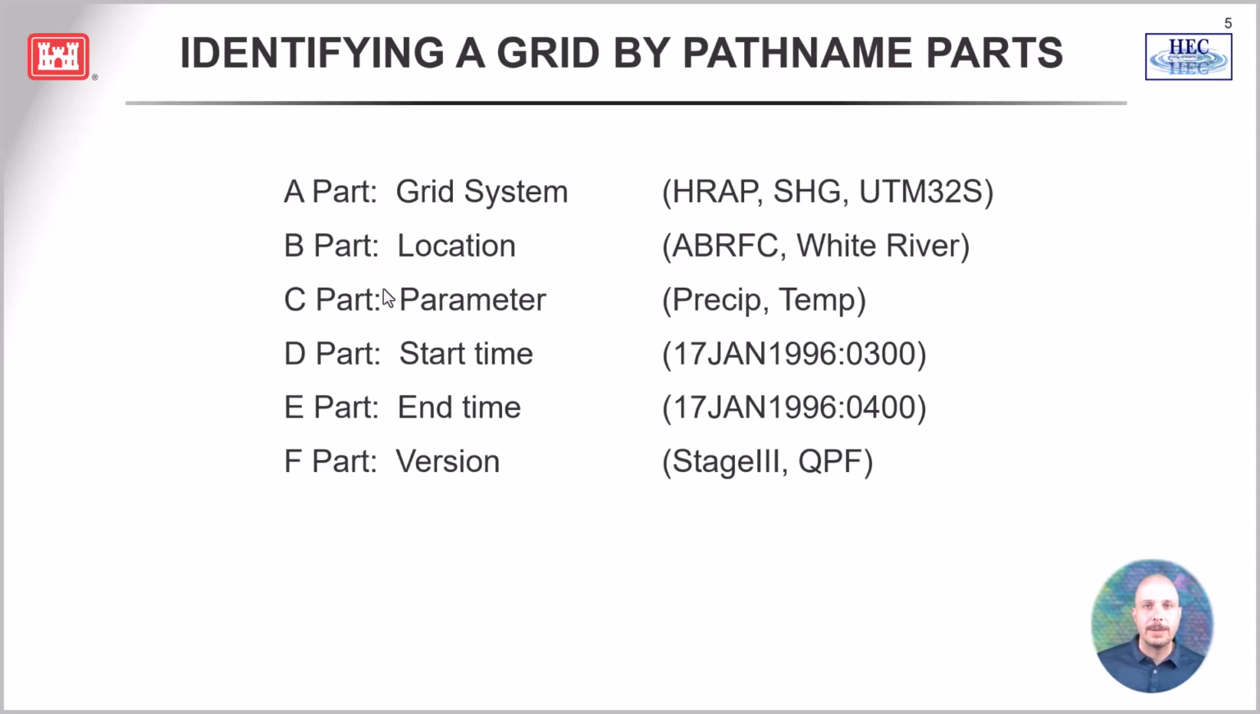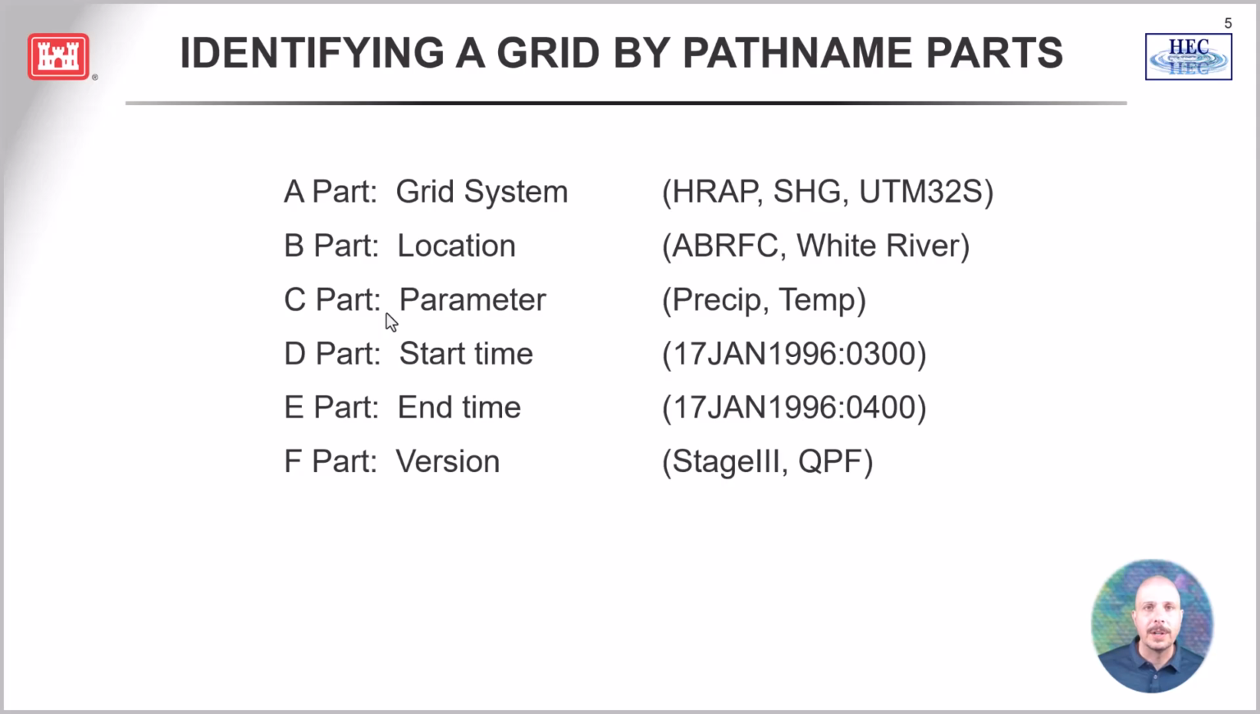Now, the conventions for the HEC-DSS gridded record path names are a bit unique. The A part is dedicated for identifying the grid system, either HRAP, SHG, or UTM. The B part is for identifying the location, like a region or watershed. The C part is more conventional. It's for specifying the parameters such as precipitation or temperature.